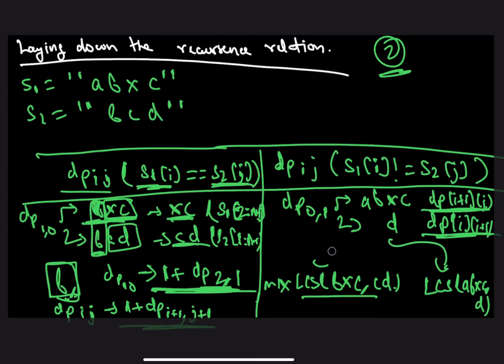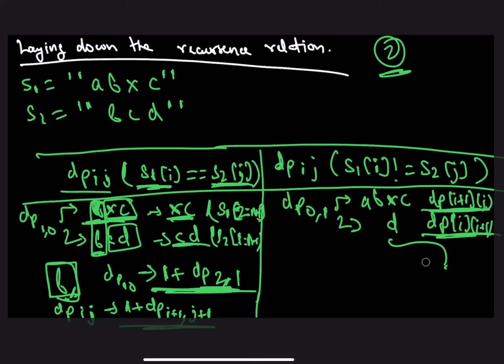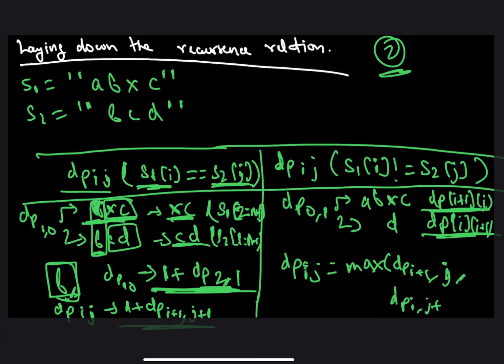So in the second case dp of i comma j becomes max of dp of i plus 1 comma j, comma dp of i comma j plus 1. So this becomes our recurrence relation in case s1 i is not equal to s2 j. I hope that these two recurrence relations are clear, and so these were the first two subproblems.